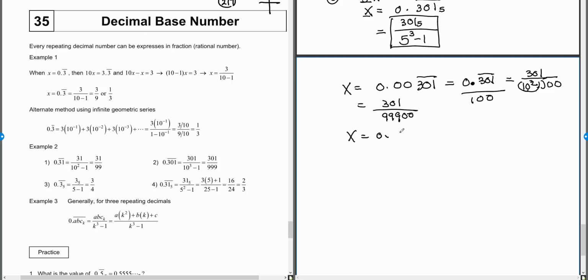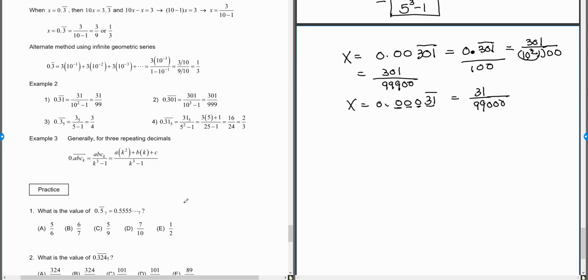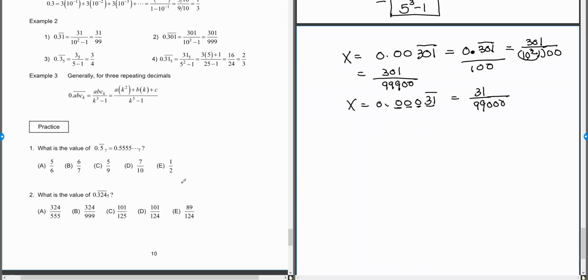When you have this one, 0.00 and then a 3-digit repeating, for example 31 over 999, but we add 3 more zeros. Alright, that's it. So this is very important. You can remember this one.